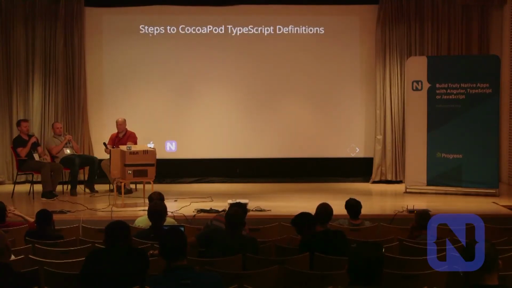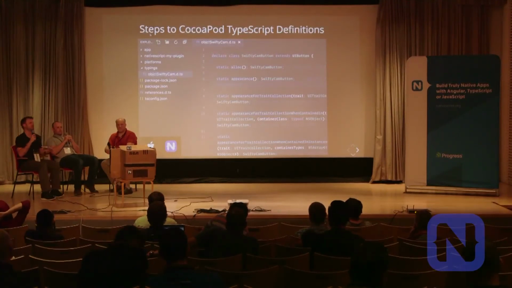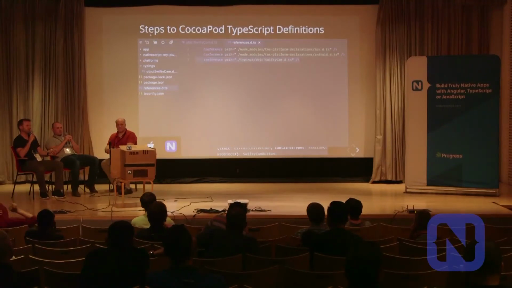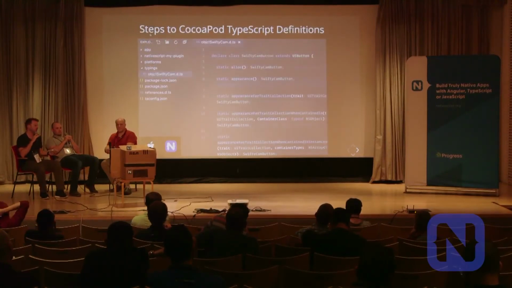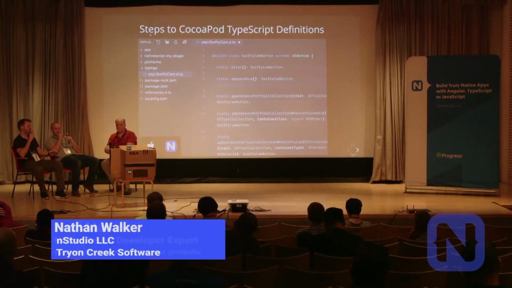Okay. We want to talk about these CocoaPod definitions, but specifically we want to talk about how we can get the strong type checking against that CocoaPod. So if we take a look here, this is that Objective-C class that we had generated for us by NativeScript, and we want to get the strong type checking right within our project. We want to be able to construct the SwiftyCam button. We want to see all the methods available to us.